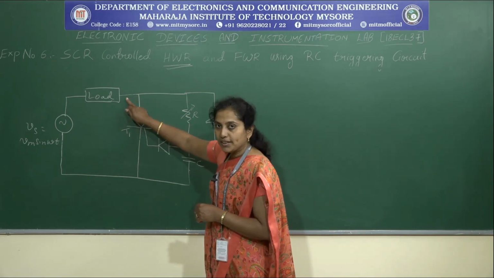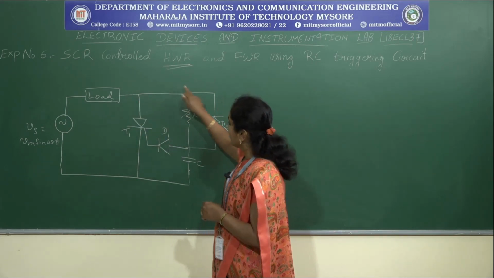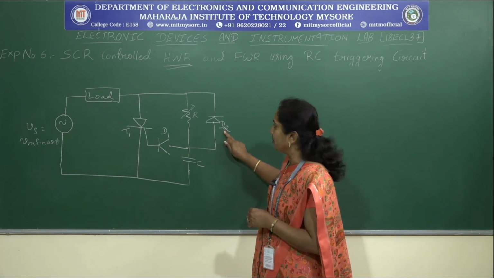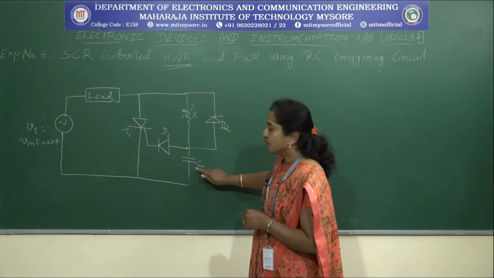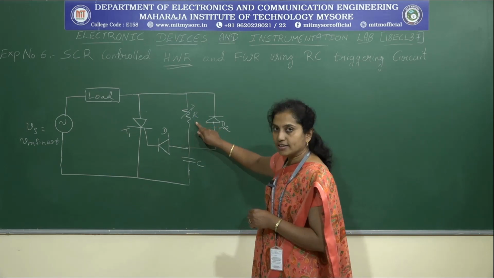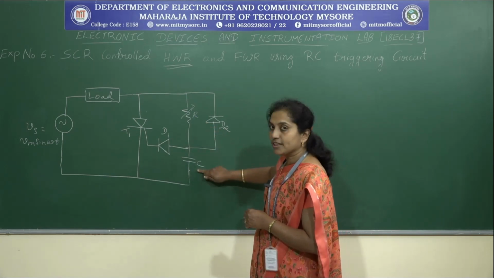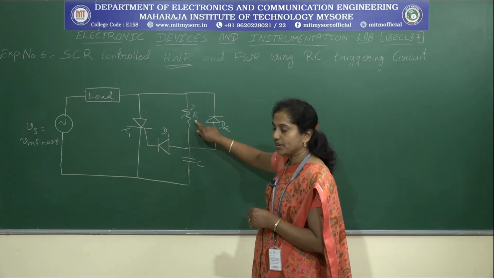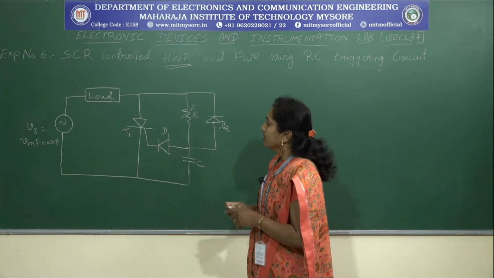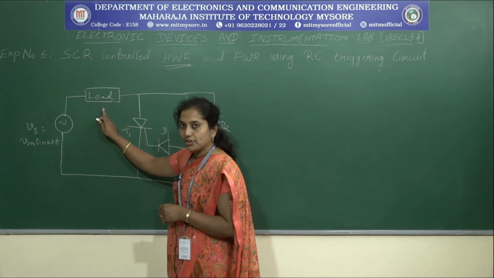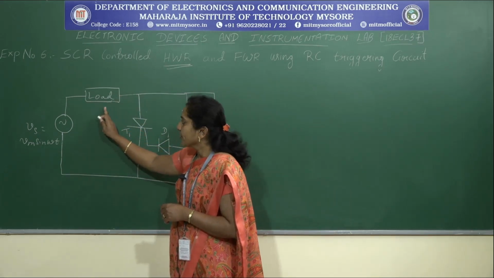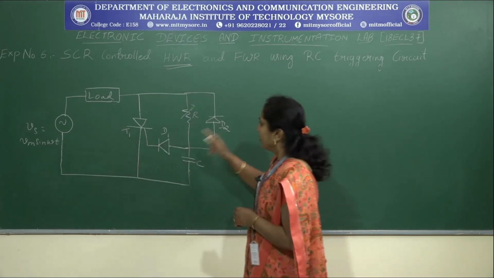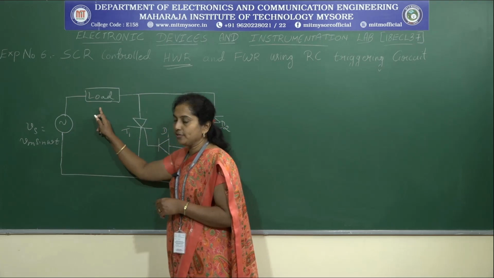Now, when you apply the negative half cycle, the capacitor starts charging with the help of diode D2, and the charging time depends on this resistance R. The time of the charging period you can adjust with this variable resistance. The output you are going to measure across the load. Now we are applying the input voltage here. It is an AC supply.